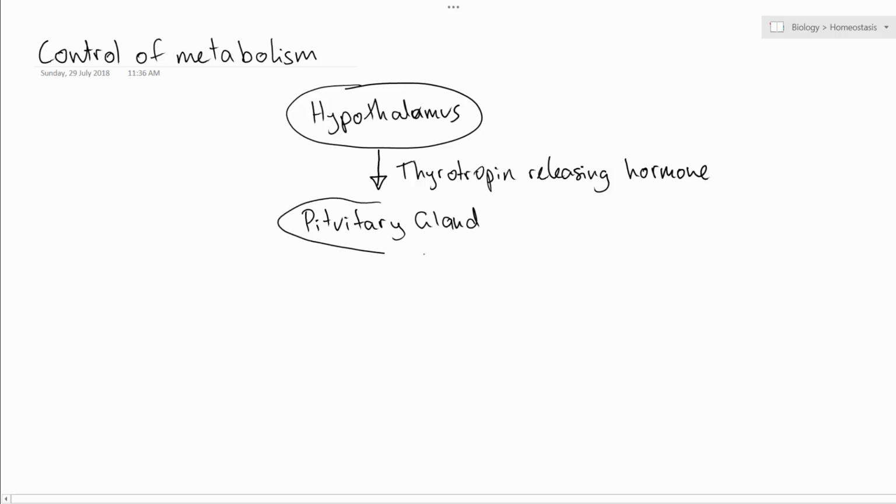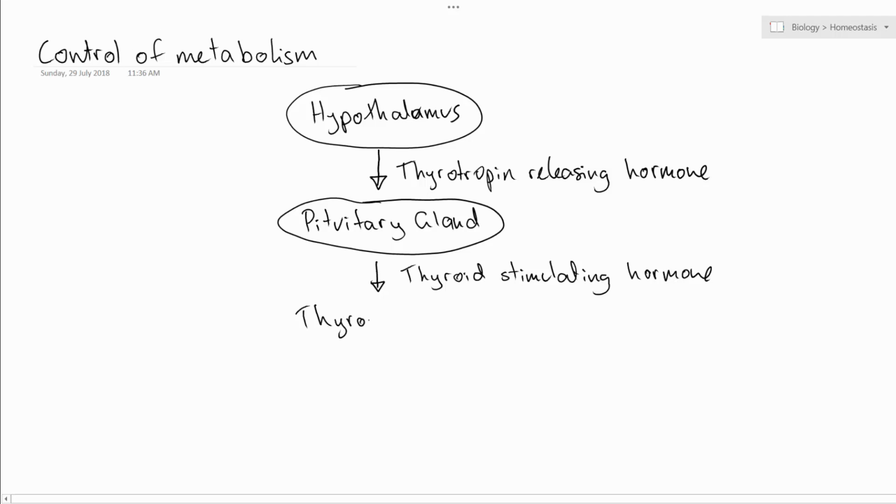So there's a few steps involved in this process. Once we get the pituitary gland involved, the pituitary gland is then going to secrete something called thyroid stimulating hormone. Now once this occurs, the thyroid stimulating hormone is going to make its way to the thyroid gland and interact with the thyroid gland, causing the release of, like I mentioned earlier, thyroxine.